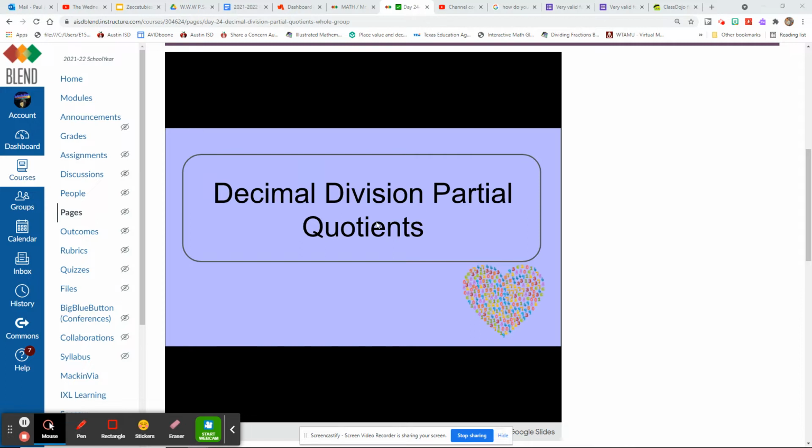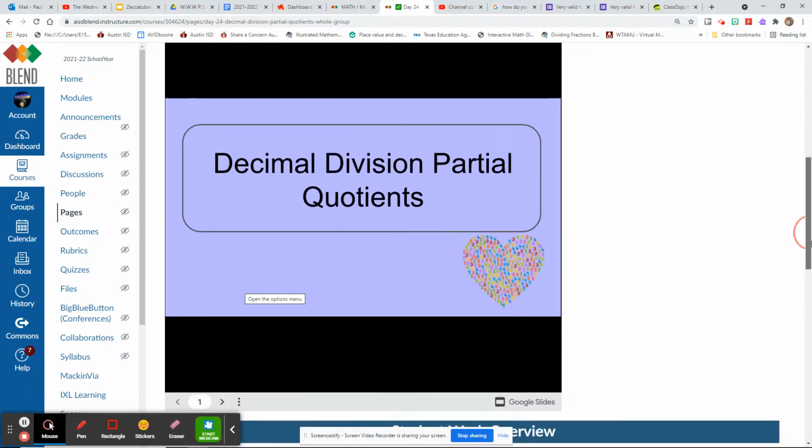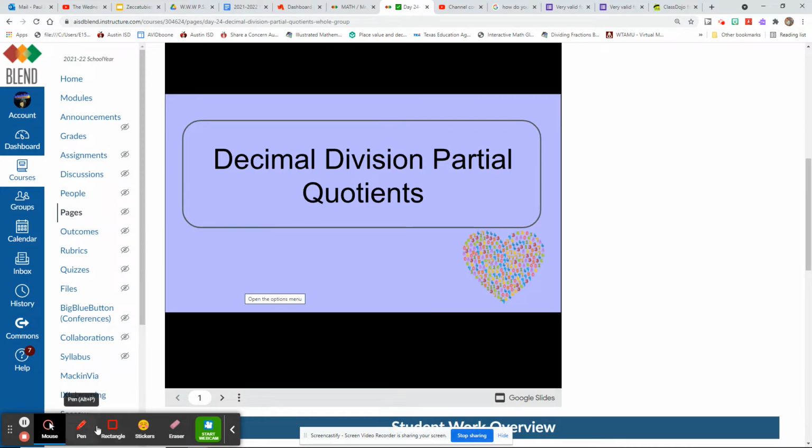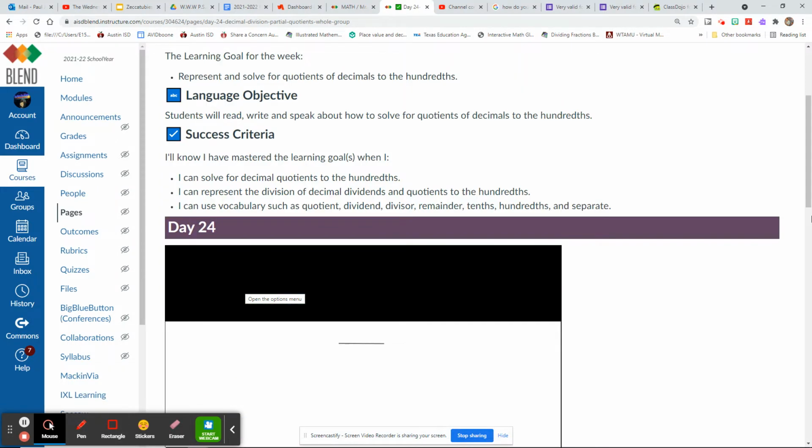Good thing that we already know how to use the algorithm, because that will help us in our understanding of partial quotients. I think most of the time in school we use partial quotients to help us in our understanding of long division, but I think in this case it might actually make more sense backwards. So let's take a look.